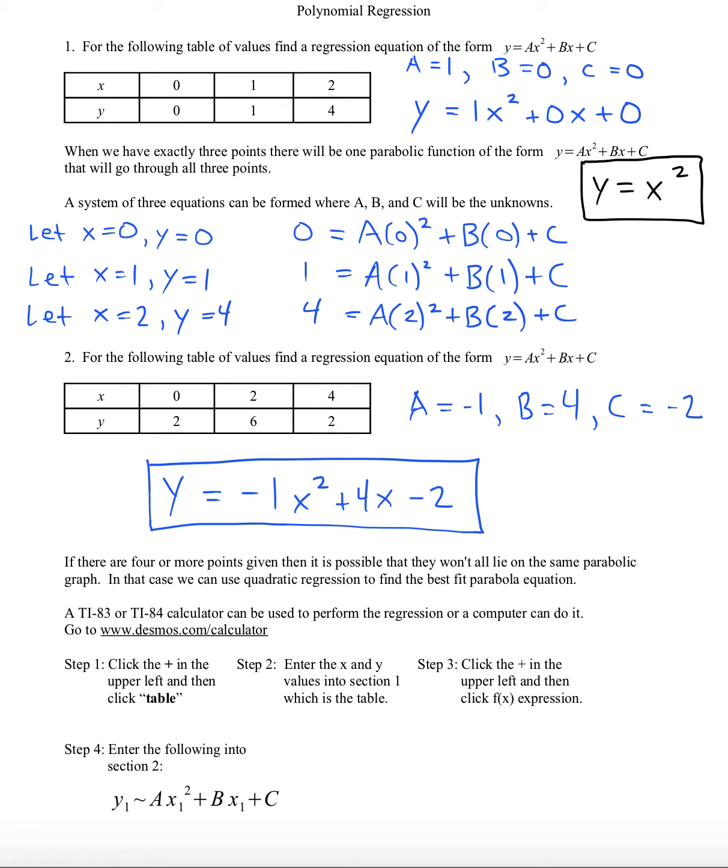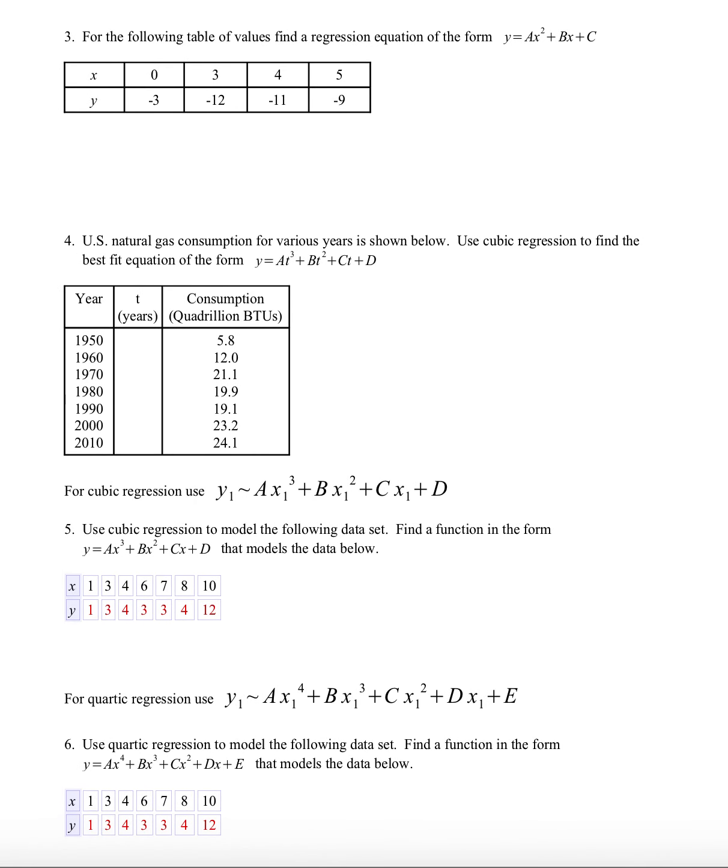Now when you have just 3 points and you're trying to find a parabola for them, it is always certain that you're going to be able to find a parabola that those 3 points are all on. But if we have 4 or more data points, it is possible they won't all lie on the same parabola. So in that case, we want to use quadratic regression to find the best fit statistical parabola that is closest to all of them. Let's try it in the next example.